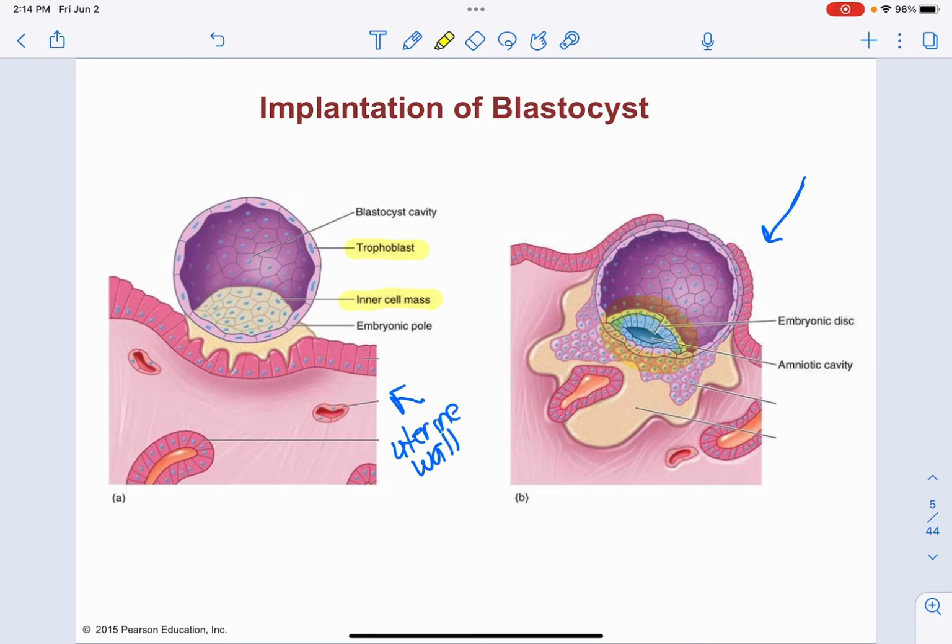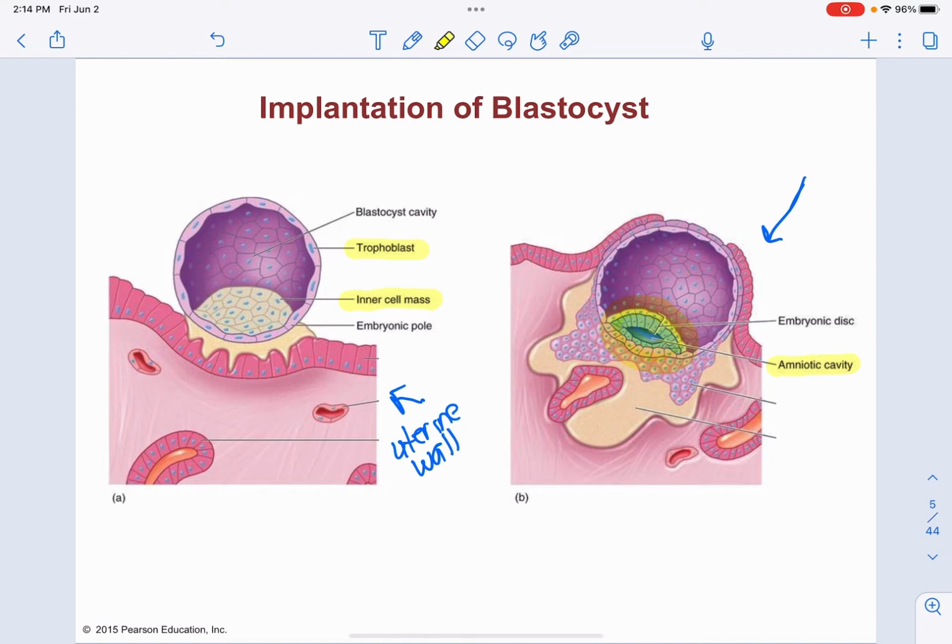What's happening in there is that some of the cells are actually separating from each other, and they're going to develop a fluid-filled cavity called the amniotic cavity. And it's okay if you don't know this term. I'm not going to use this term again. I'm just trying to show you this.